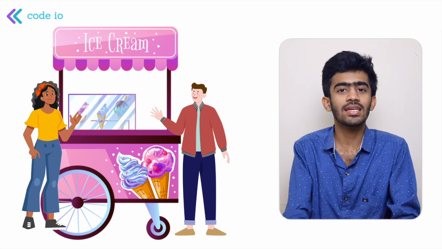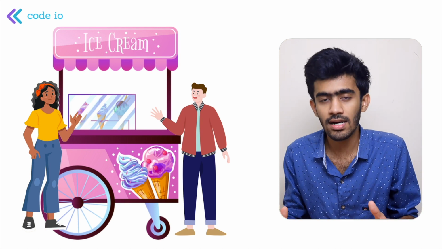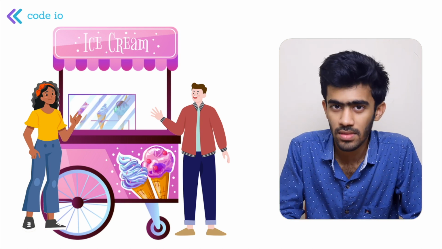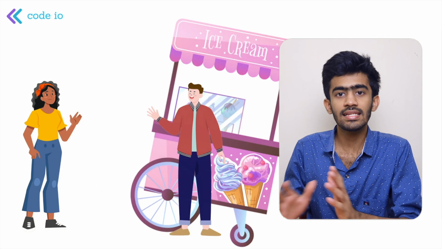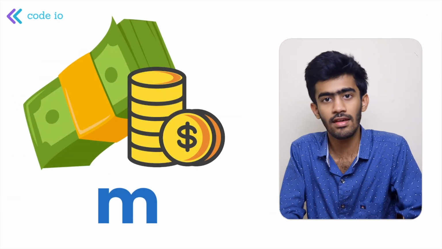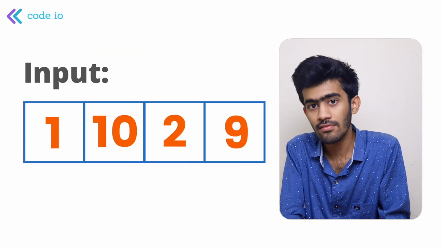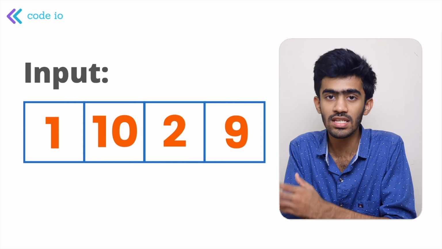These ice creams will have different prices, and the price of each flavor is given to us in an array. So these are the inputs that are given. Obviously the m amount of money, the variable m, is given to us as input, as well as the array which has the price of each of these flavors.